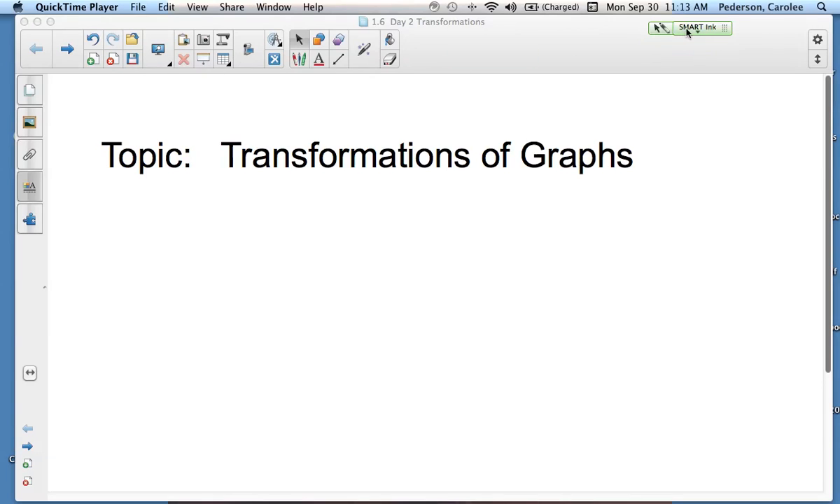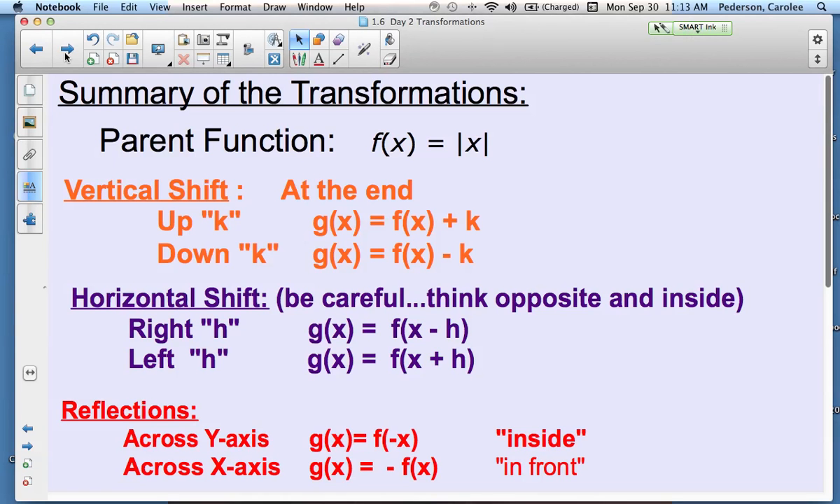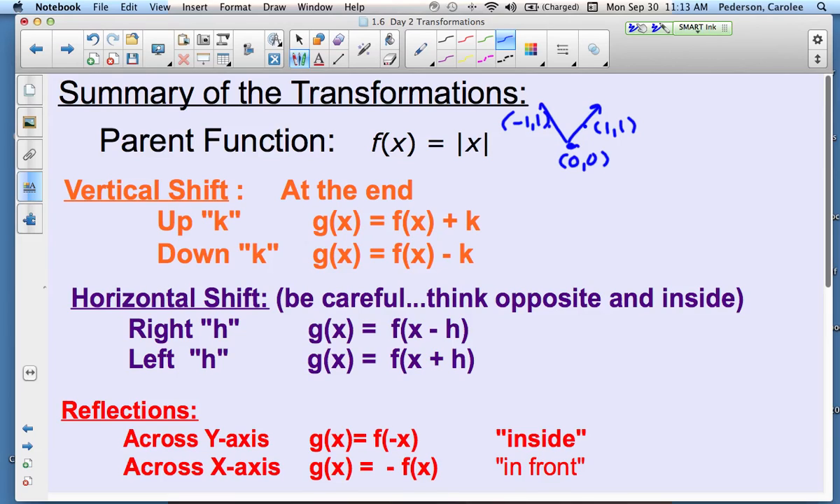This video is just an introduction to what the transformations of graphs are. I'm just going to pick out a parent function, f of x equals the absolute value of x. The shape of that graph, if you remember from Algebra 2, starts with a critical point, (0, 0), and then the next points are (1, 1) and (-1, 1). And it's the shape of a V. So imagine now we take that parent function and we do some transformations.